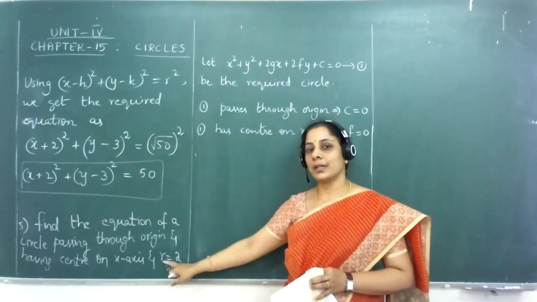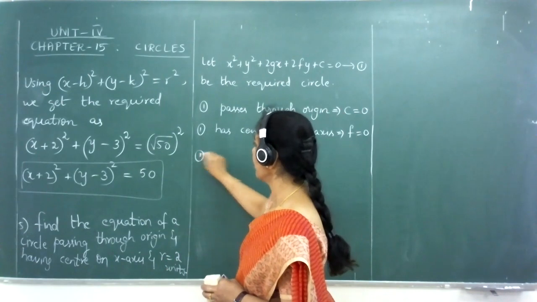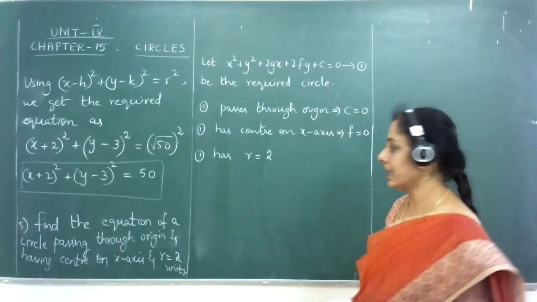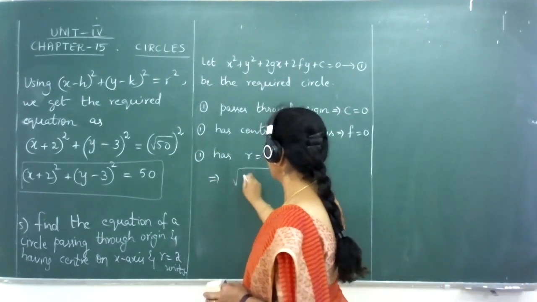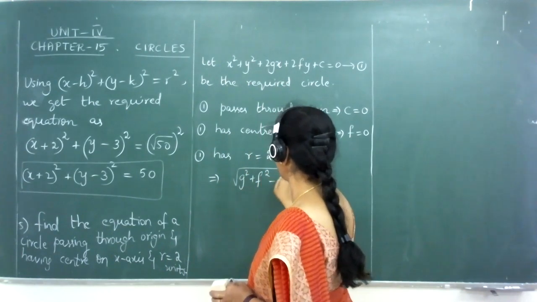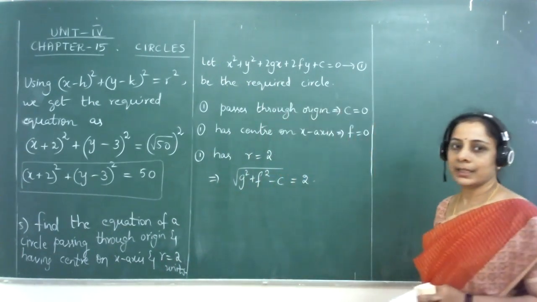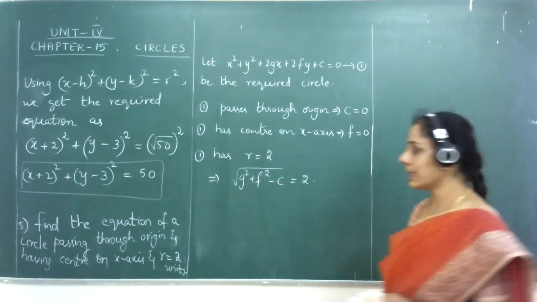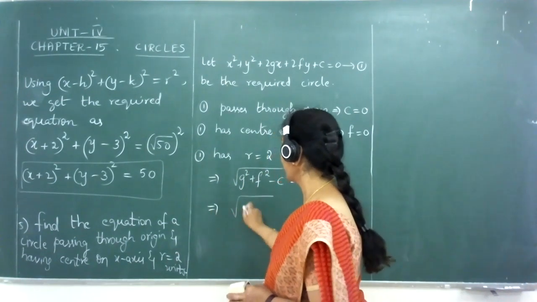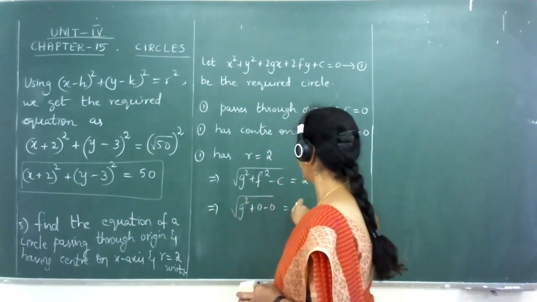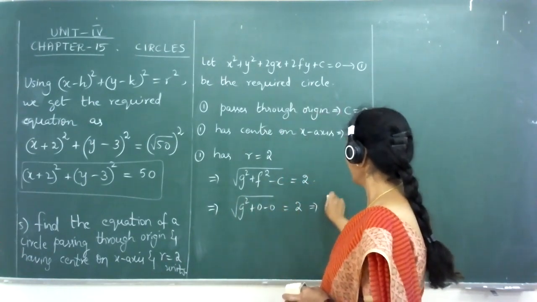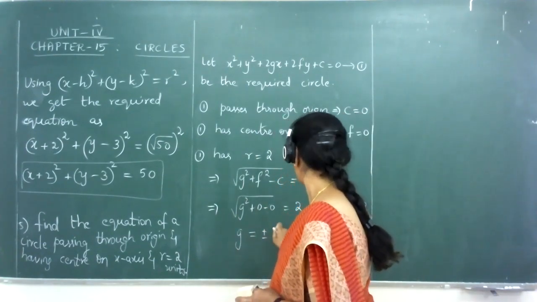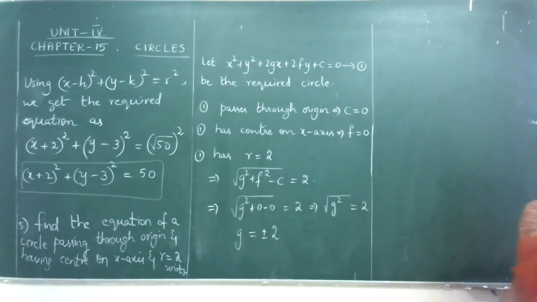To find the value of G, we are using the last data. Equation 1 has R equal to 2. What is the formula to find the radius of a circle? The formula will be root of G squared plus F squared minus C. So let us substitute the same in the LHS, and in the radicand I can place the values of F and C equal to 0. So you get root of G squared plus 0 minus 0 equal to 2. This implies root G squared is equal to 2. Thereby you get G is equal to plus or minus 2.